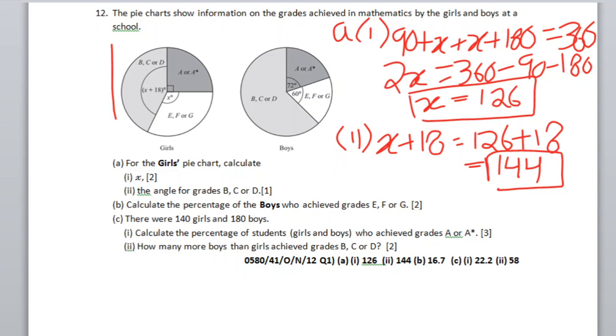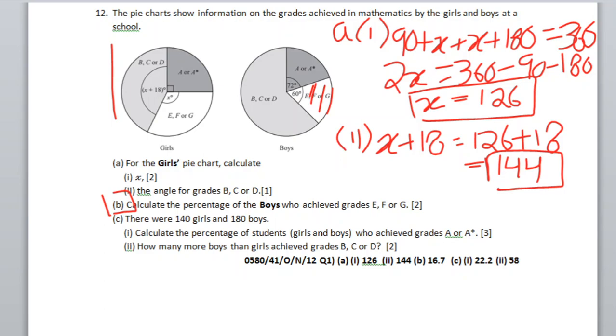Part B. Calculate the percentage of the boys who achieved E, F or G. Alright, so we need the percentage representing this sector. We don't know the actual number of boys in this sector, but this is a very important question, so keep that in mind. Calculate the percentage of boys who achieved grade E, F, G.